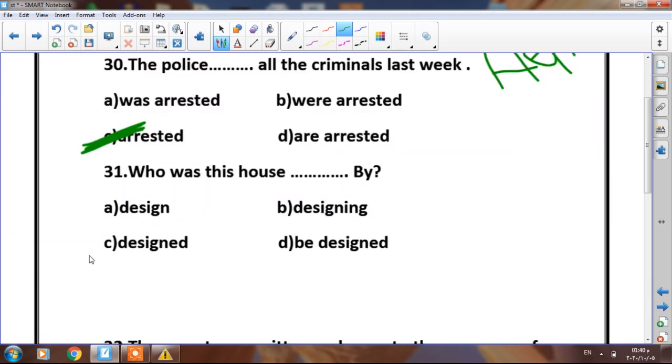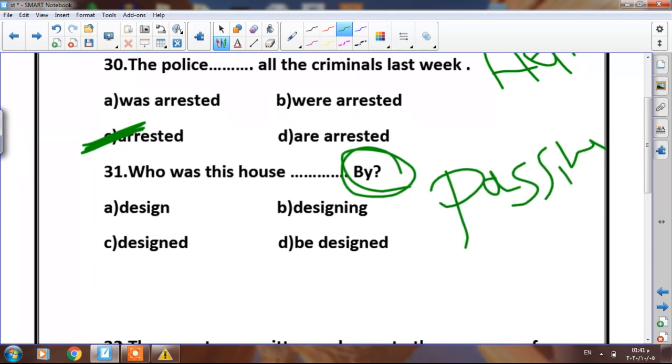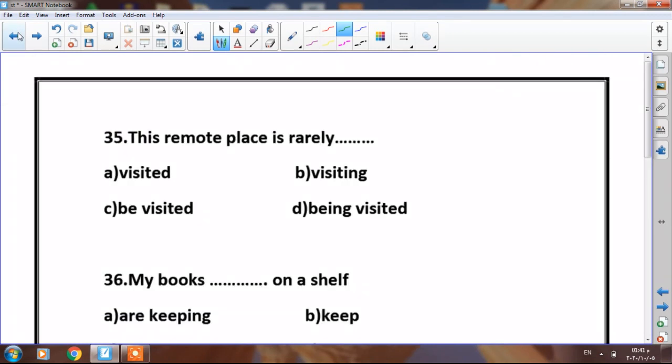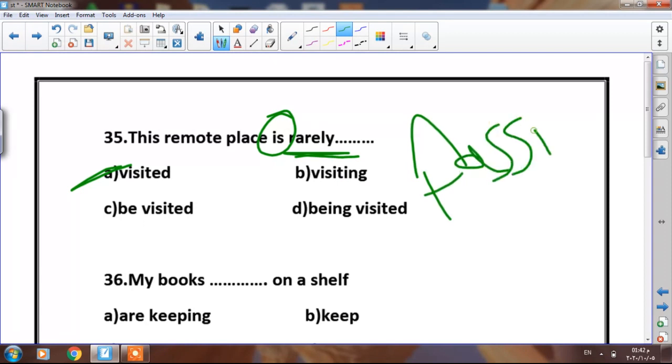Number 31. Who was this house dot by? Of course we have the word "by" here, so this sentence is passive again. The answer will be "Who was this house designed by?" The answer here is "designed by" because we have the word "by." Number 35. This remote place is rarely dot. Here we have the verb "is" and the word "rarely," so of course the place is rarely visited. This sentence is passive again. The place itself is rarely visited.